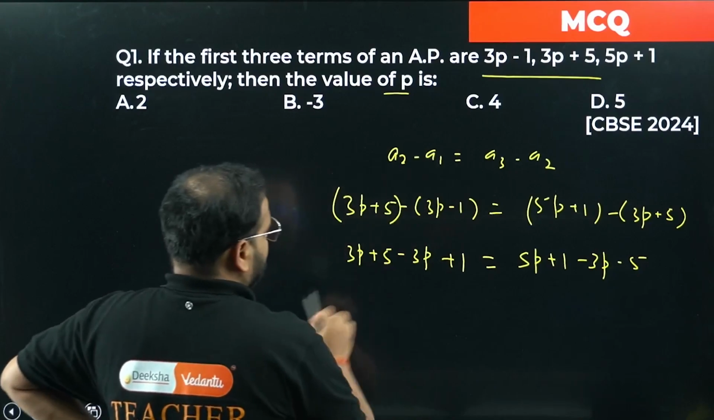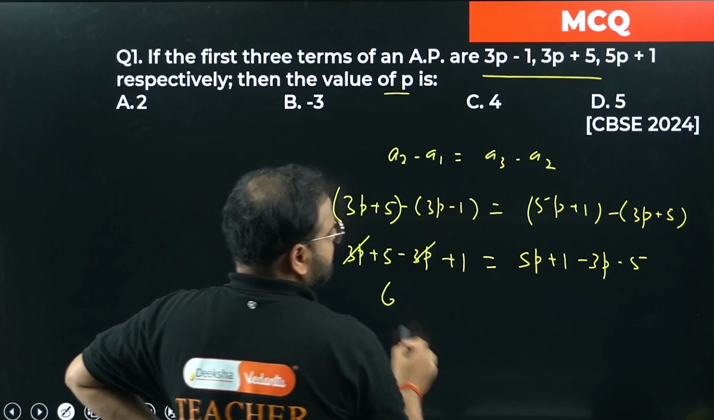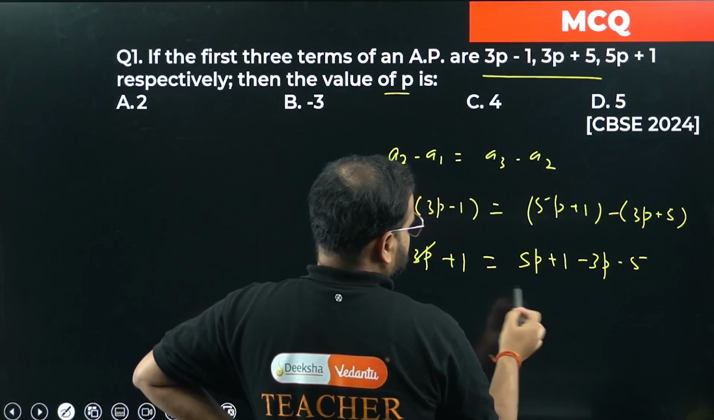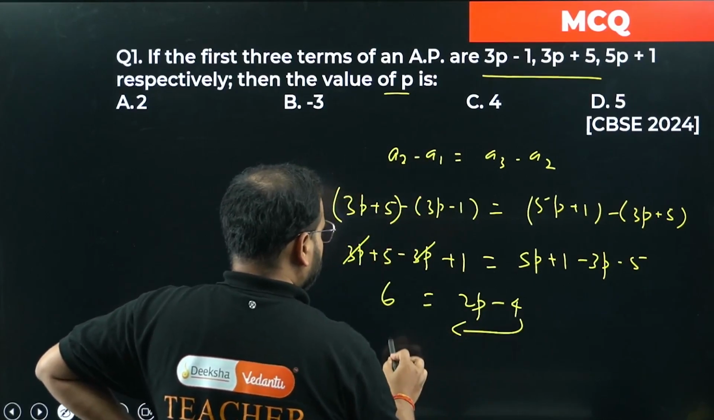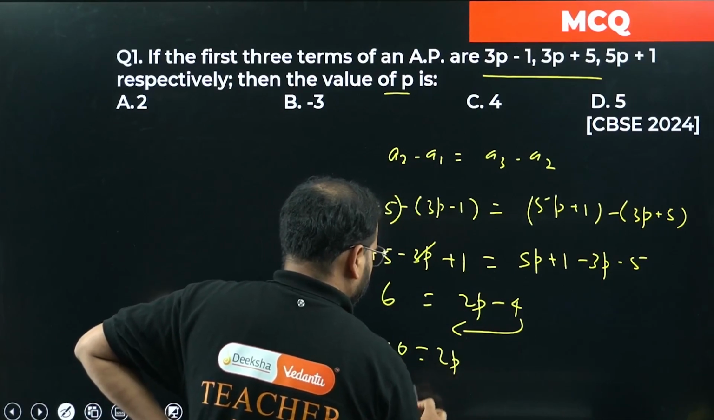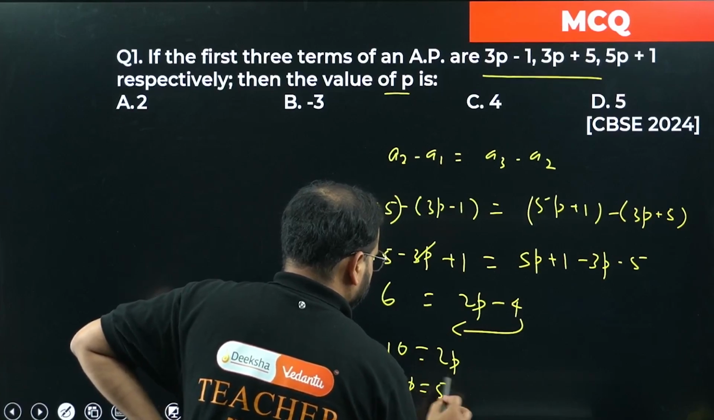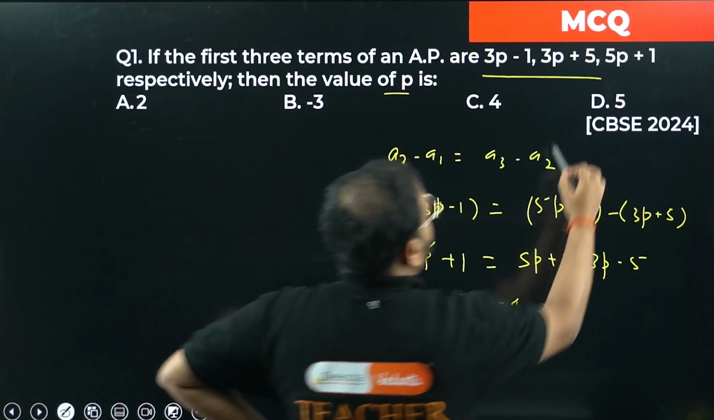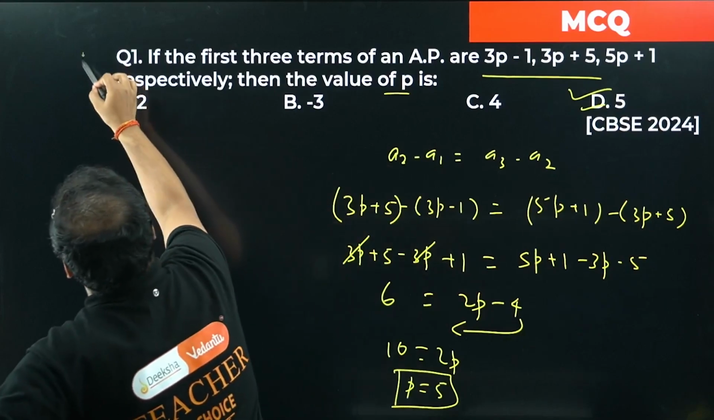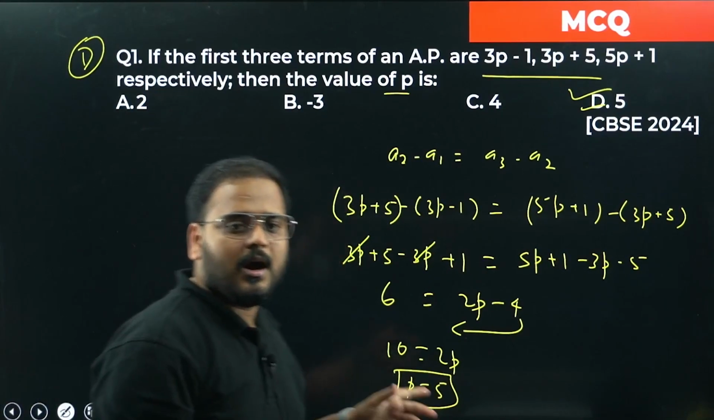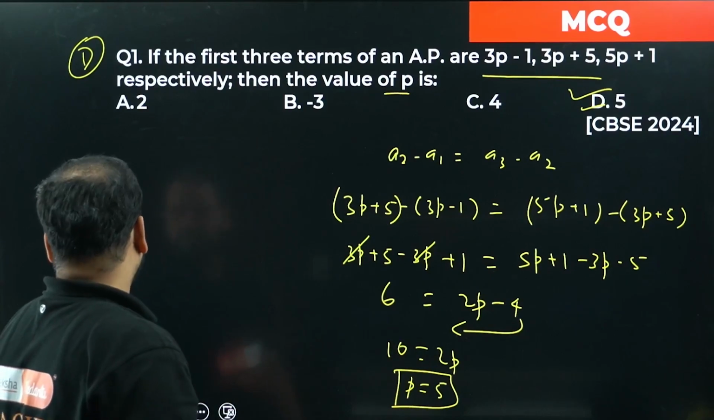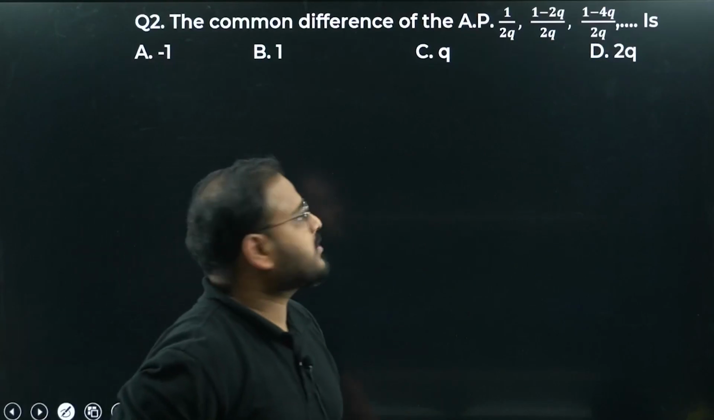Have a look. 3P is gone, 5 plus 1 is 6. Over here, this is simply going to be 2P minus 4. Bring this minus 4 over here, so 10 equals 2P, and P is 5. P is what? 5. Option number D. This was a CBSE PYQ asked in 2024, so I hope all of you got the right answer. Answer is 5, option D. P equals 5.